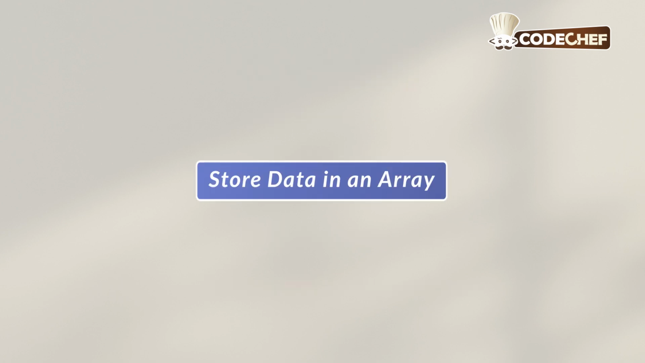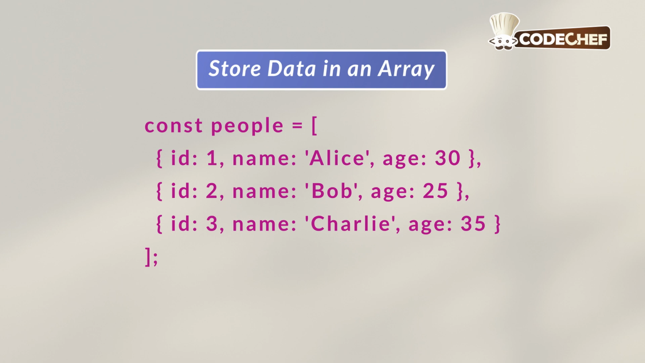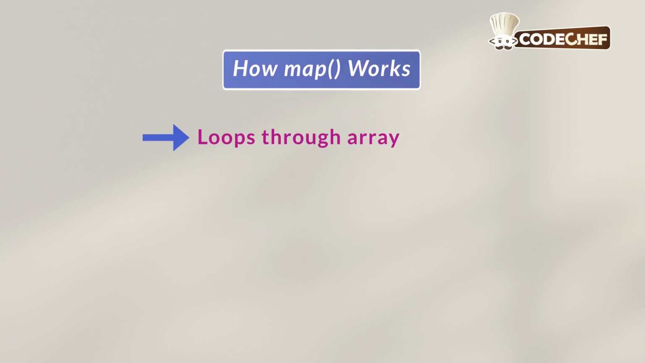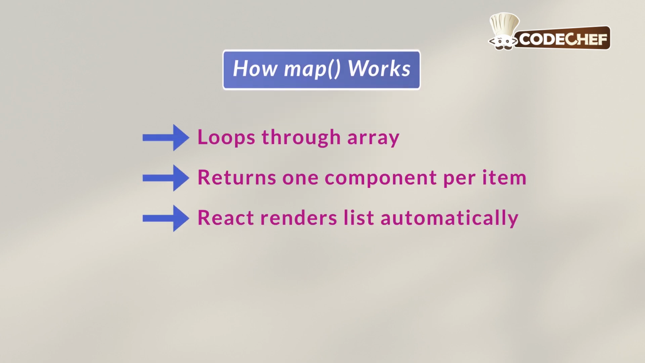The first step is separating data from the user interface. We store all the information inside a JavaScript array where each object represents one item in the list. This makes the application flexible and easier to maintain. So how does the map function work here? Think of the map function as a transformation. Each item in the array goes in and a component comes out. This keeps the code clean, reusable, and scalable.